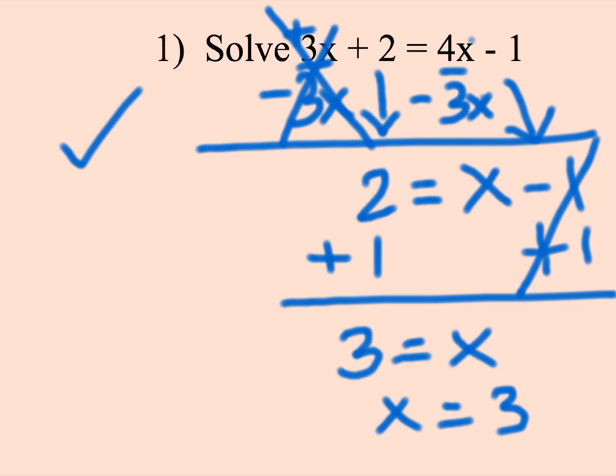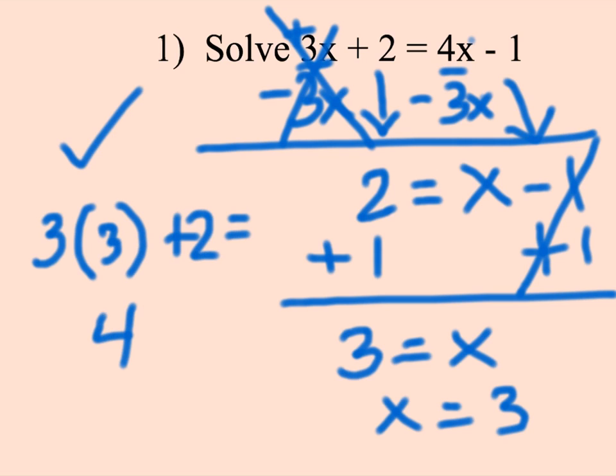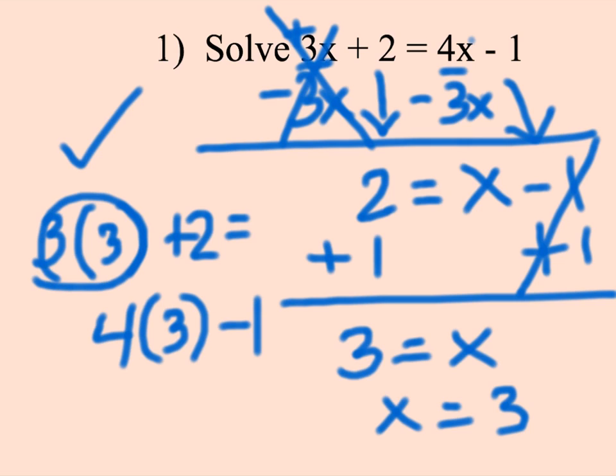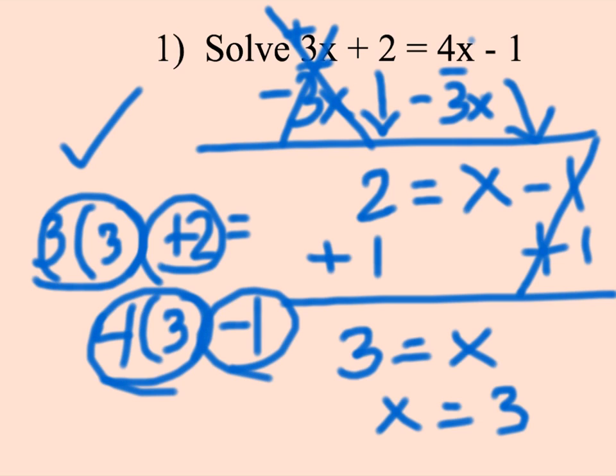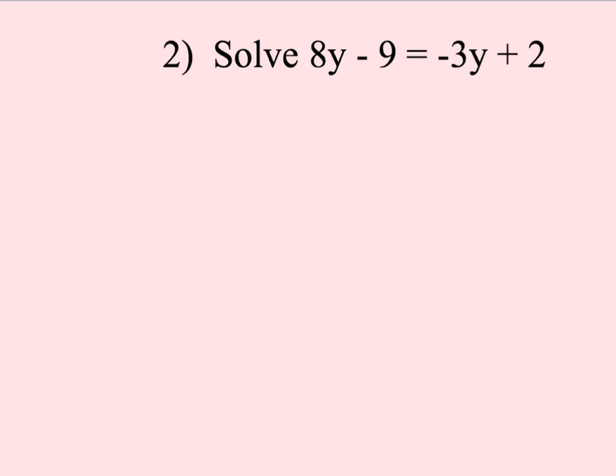Don't forget to check your work. Let's plug 3 in. 3 times 3 plus 2 equals 4 times 3 minus 1. So 3 times 3 is 9, plus 2 is 11. 4 times 3 is 12, minus 1 is 11. So indeed we did. Let's go ahead now and do another example.